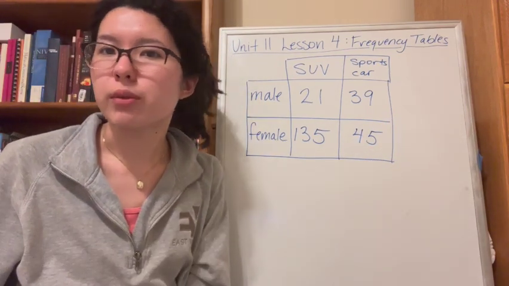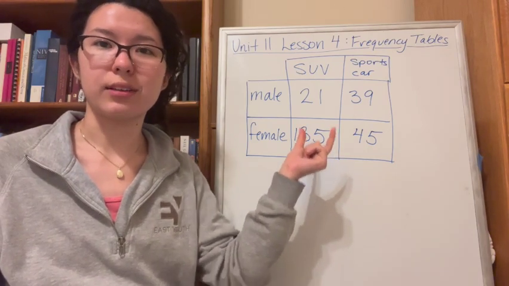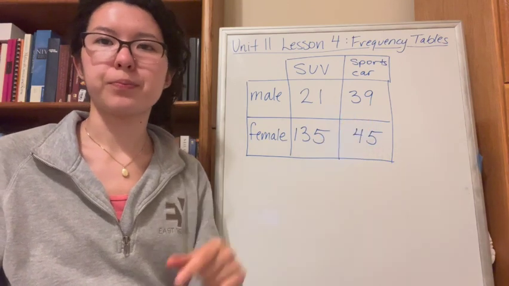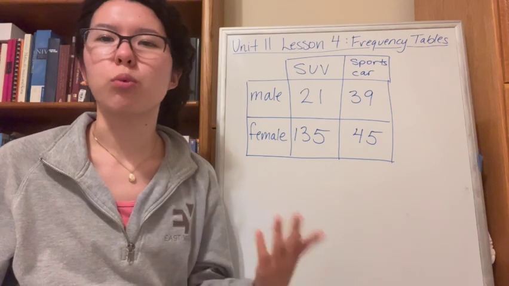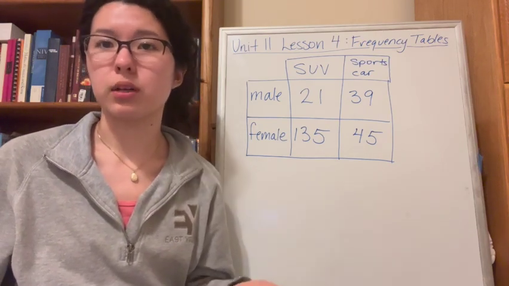Now you can see right off the bat that there are a lot more people in this cell than in this cell, and more people in this cell than in that cell. A preliminary look at the data is going to show you that there are just more women who answered this question. And this is something that happens a lot when collecting data.